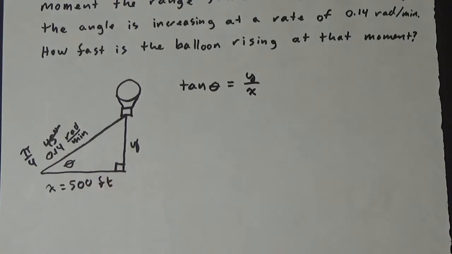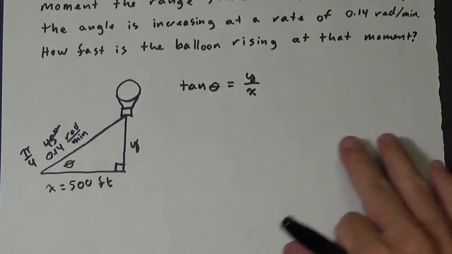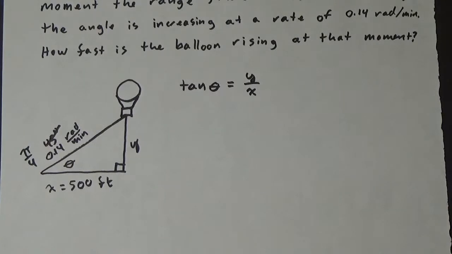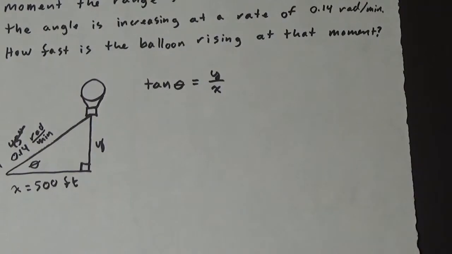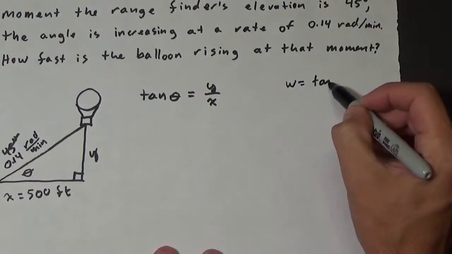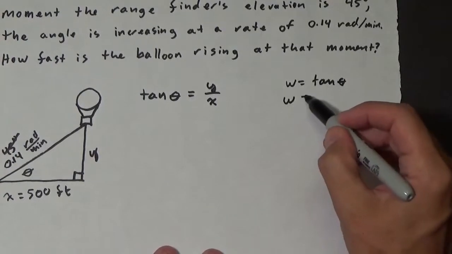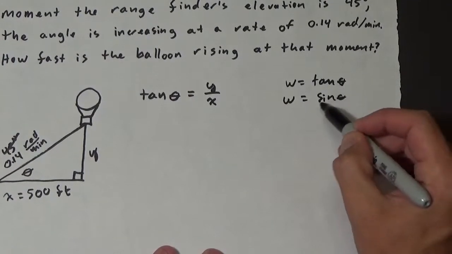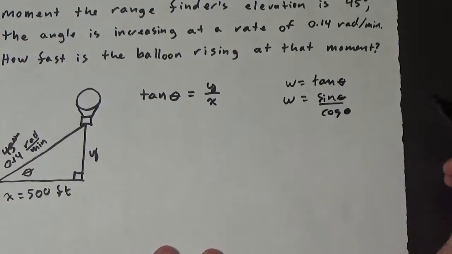So the derivative of tangent. Now this is something that either you remember or you have to rederive. If you need to rederive it, go ahead and just go off to the side and do that real quick. Actually, let's just go ahead and do that. We'll do it right over here. Let's create a different variable: W equals the tangent of theta. Then W is the sine of theta over the cosine of theta.